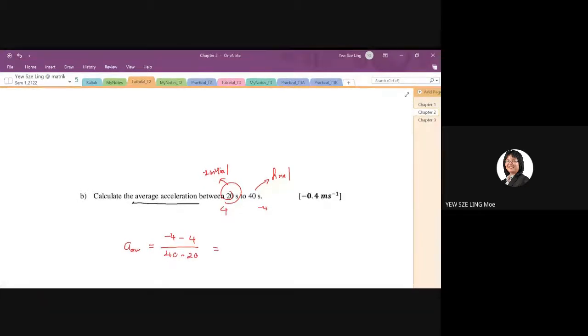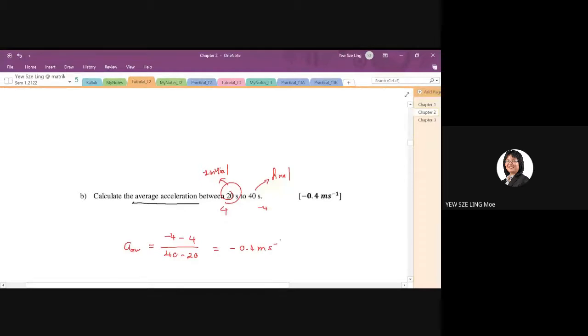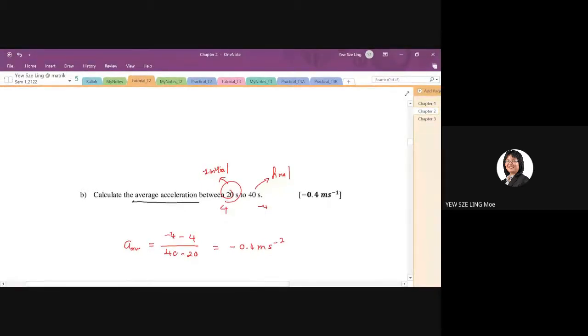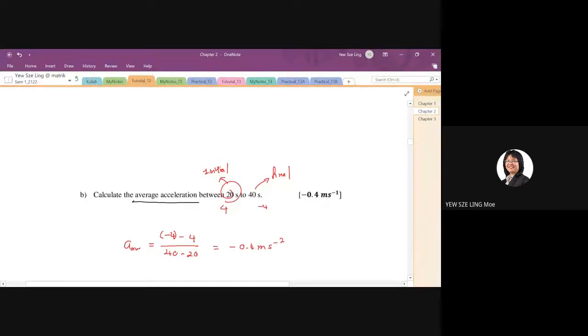So obviously you're going to get a negative value here, which is negative 0.4 m/s². So remember, for -4 you have to keep the negative sign. So -4 minus +4 gives you a negative sign, divided by 40 minus 20. So that is the answer for question B.